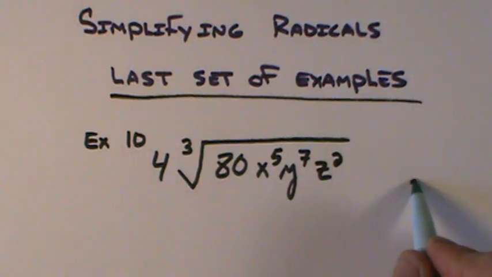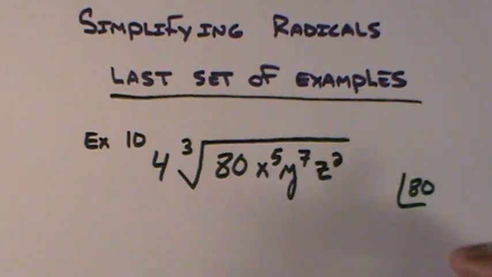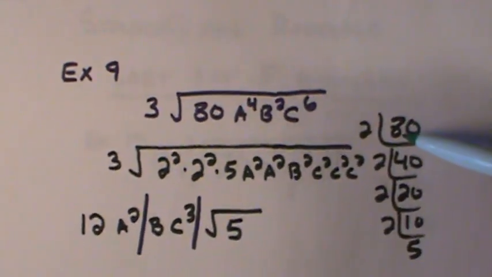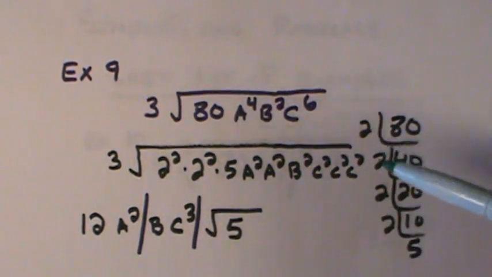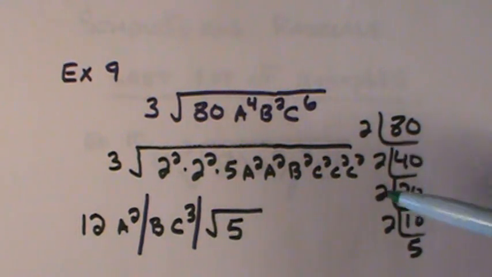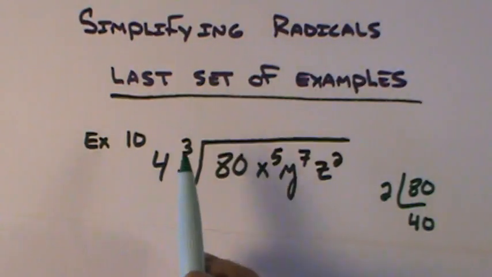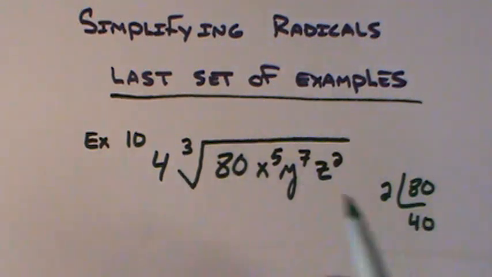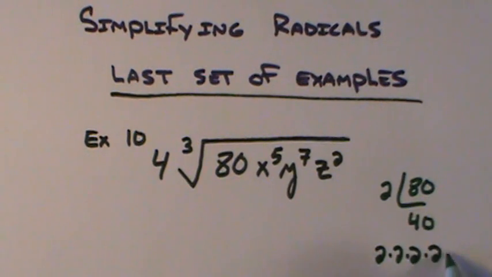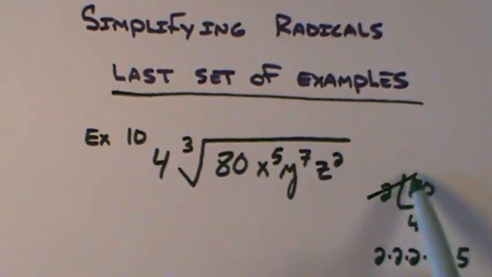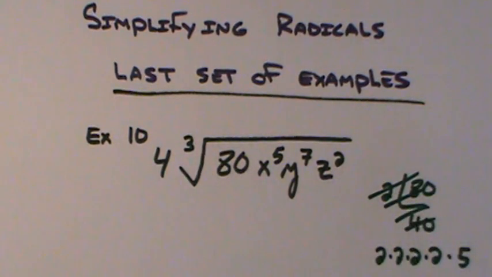So we'll start with the 80. 80 can be broken down as 2, which takes me to 40. In fact, I think I did this in the last example. Notice that I already broke the 80 down. In example 9, it was 2, 2, 2, 2, 5. There's no sense reinventing the wheel. Just think about how that's going to be broken down for this problem, because I'm looking for a power of 3. So we were looking at this as 2 times 2 times 2 times 2 times 5.